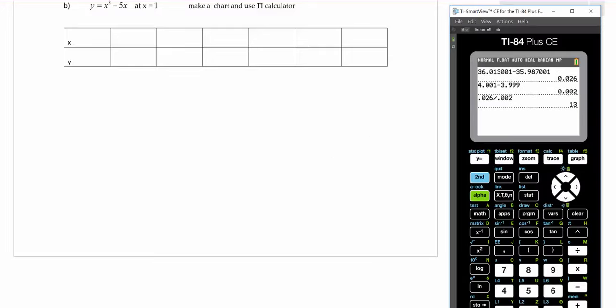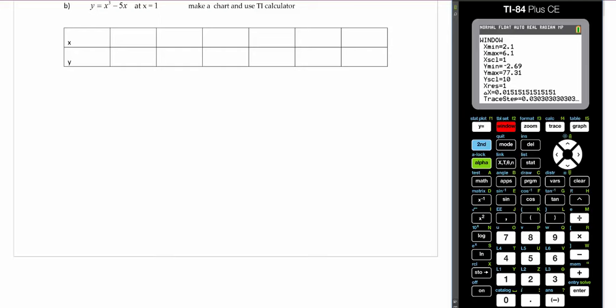Okay, I'm going to get everything erased on my calculator, and this is a cubic function, so I'm going to put in x to the third minus 5x, and get a graph. We're interested in x equals 1, so all I'm going to do is maybe go something like 0 to 2, by a scale of 1.